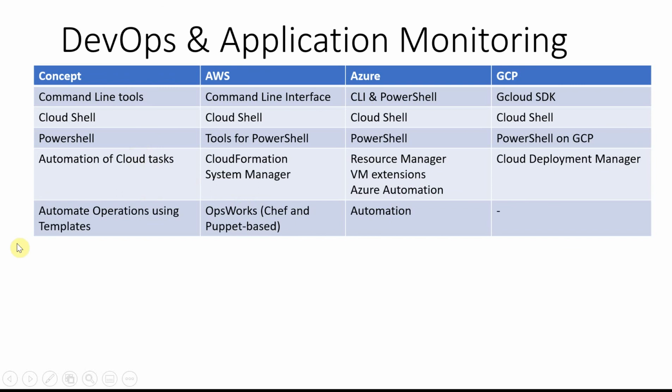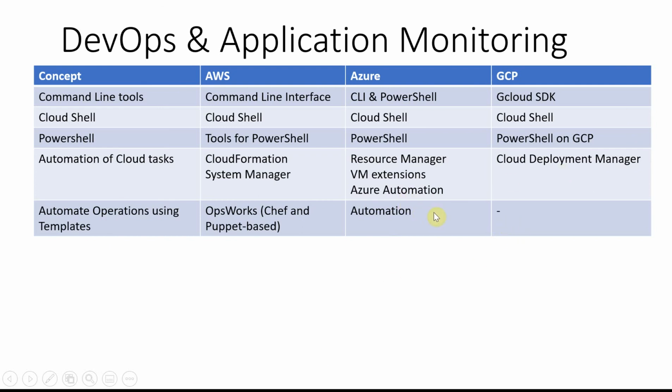And next is automating operations using templates. We'll create templates based on popular DevOps template management tools like Chef and Puppet. Chef and Puppet are open source template automation tools which are more popular. And OpsWorks in AWS is one such tool which helps you create a template using Chef or Puppet. In Azure, it is Azure Automation, and that kind of thing.